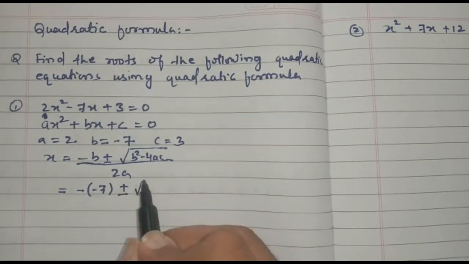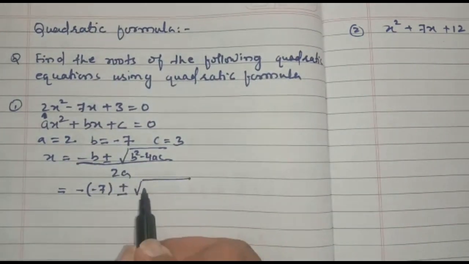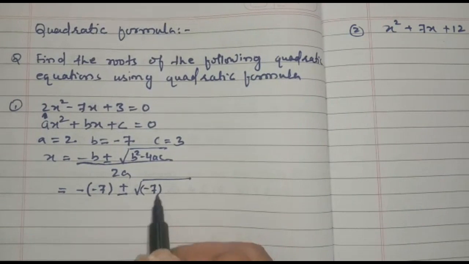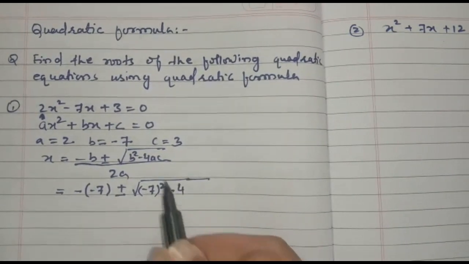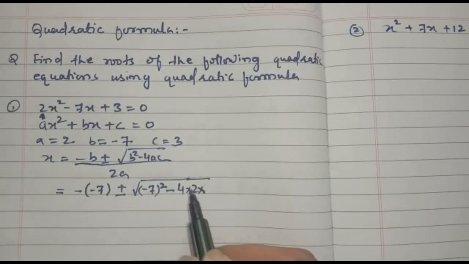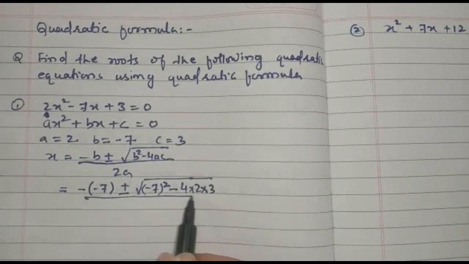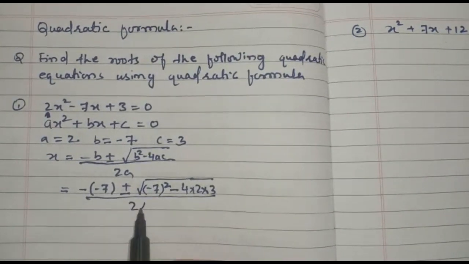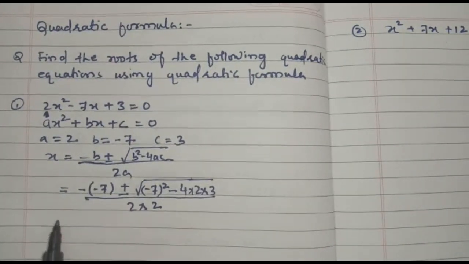Plus or minus under root of b square. The value of b is -7, (-7) whole square. Then minus 4 into a, which is 2, into c, which is 3, whole divided by 2a. 2 into the value of a, which is 2.